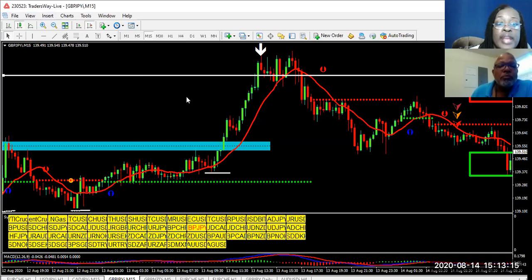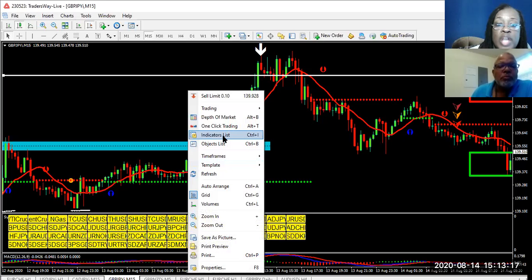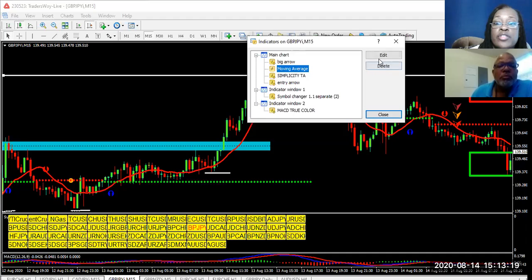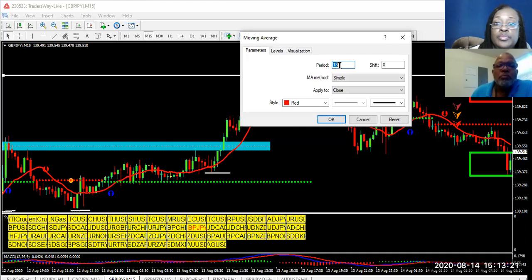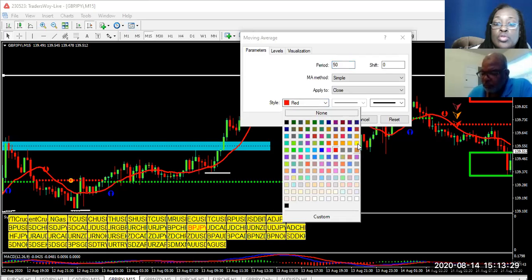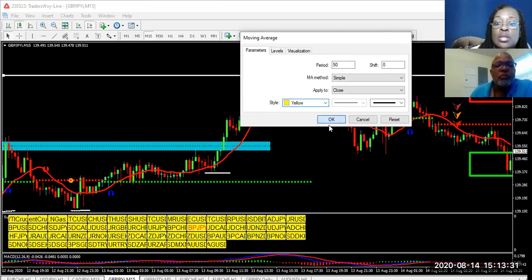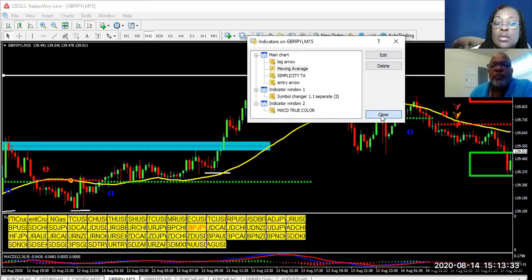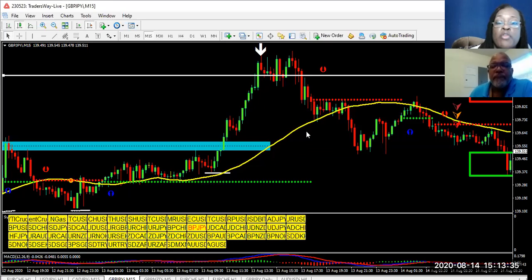So that's what we want. So I'm just going to simply change this moving average to 50, right? Now 50 is just a little safer. It gives you stronger direction. Okay, that's the simple moving average, right? Yeah, both of them are simple. And it's changed to 50 on this one.